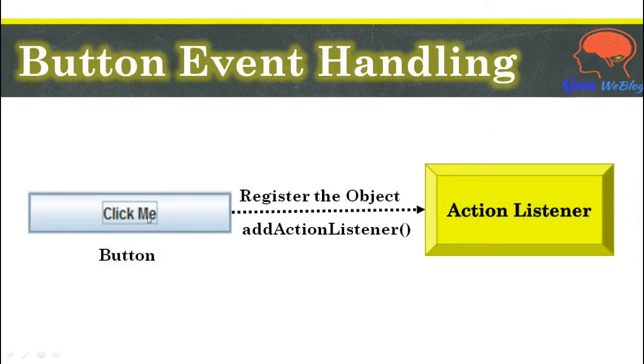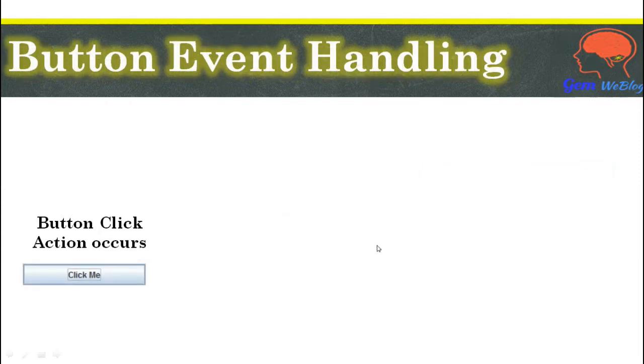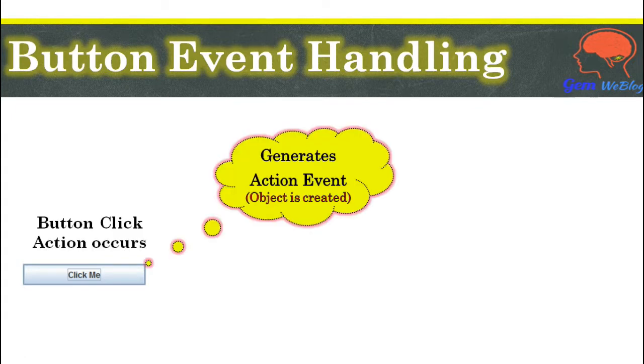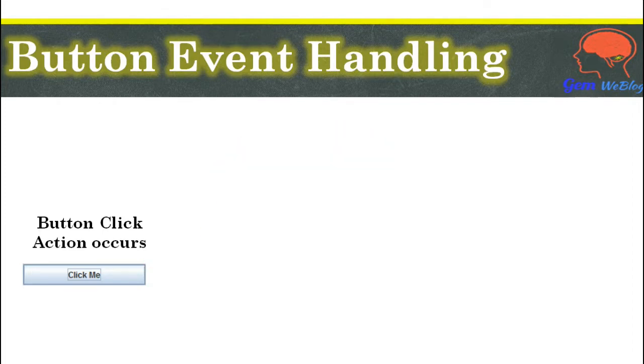So what's happening during event handling? The button has to register its object with the corresponding action listener using addActionListener. So whenever the button is clicked, a button click action occurs. Whenever the button click action occurs, it will generate the action event by creating the object of the particular class.